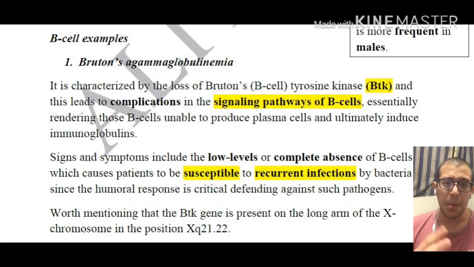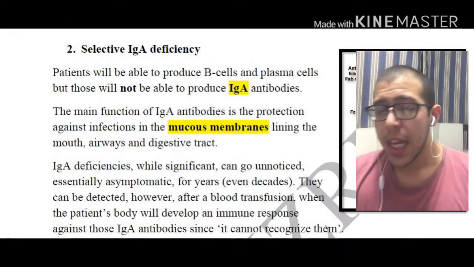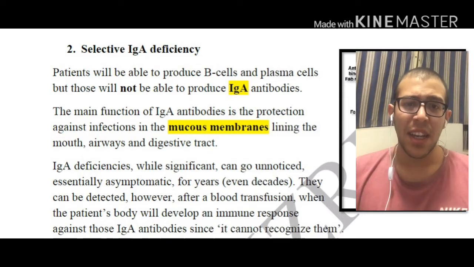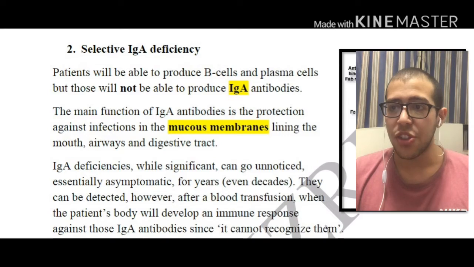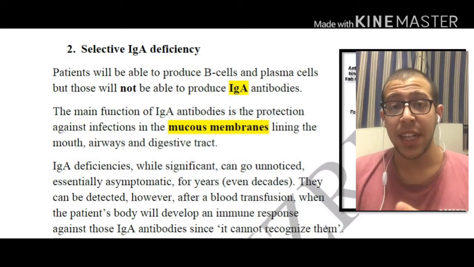Now, worth mentioning that the BTK gene is going to be present on the long arm of the X chromosome in the position Xq21.22. Now, the second example is the selective IgA deficiency. Now, it is very direct. The title says it all, essentially. We have a lack of IgA antibody specifically that is present in our body.